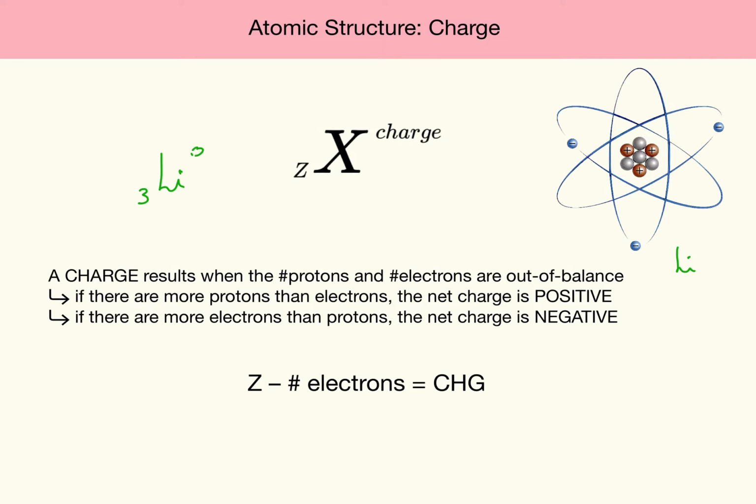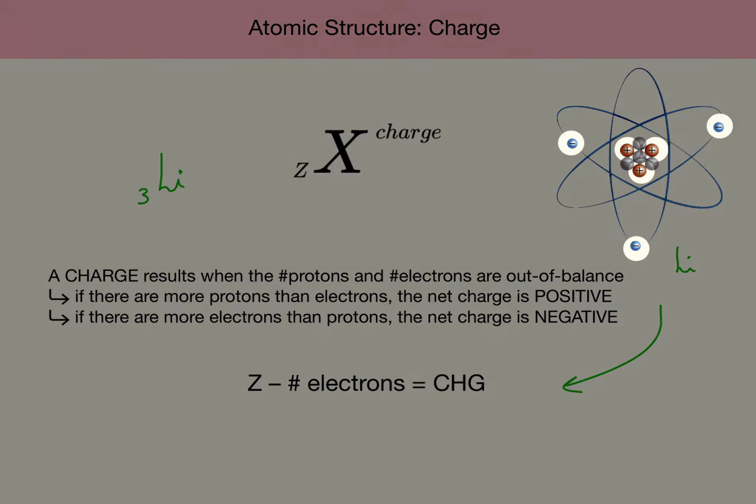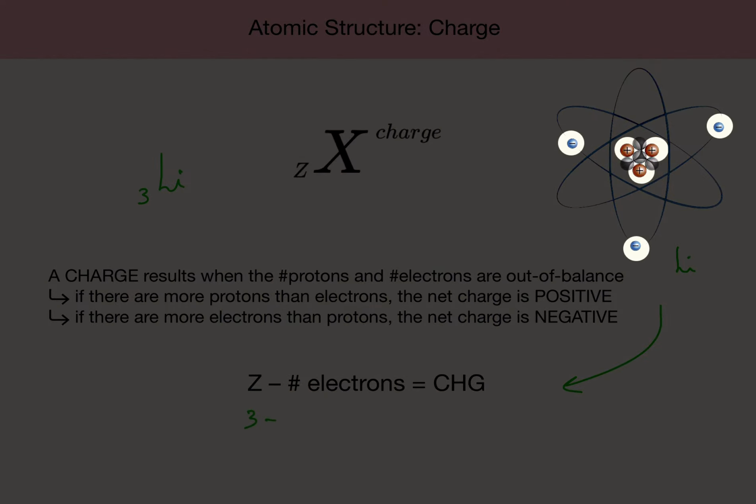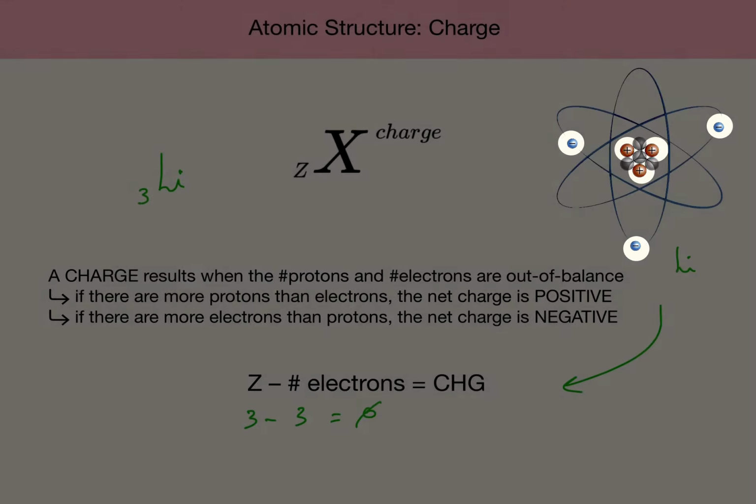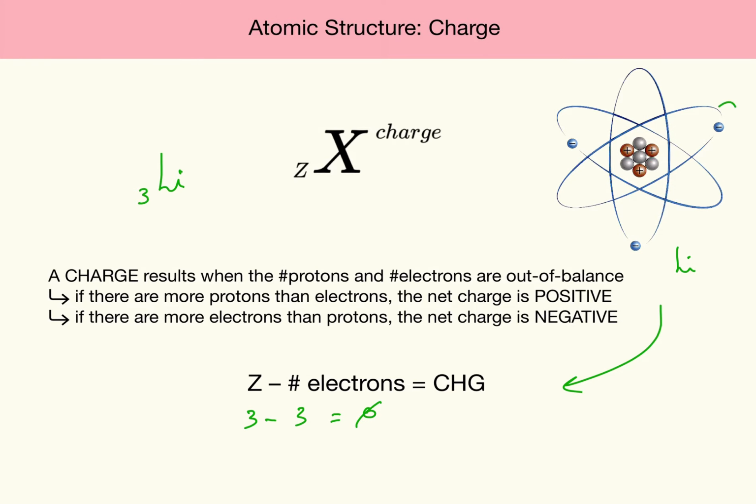Now, we don't write a 0 where the charge is. If the charge is 0, we just leave it blank. What I just told you, let's look at that mathematically and compare it to our model here. If it has 3 protons, Z equals 3. If it has 3 electrons, the number of electrons is equal to 3. And 3 minus 3 is 0. So we can either do it intuitively, just counting the numbers of each and seeing if they cancel each other out, or we can do it mathematically.